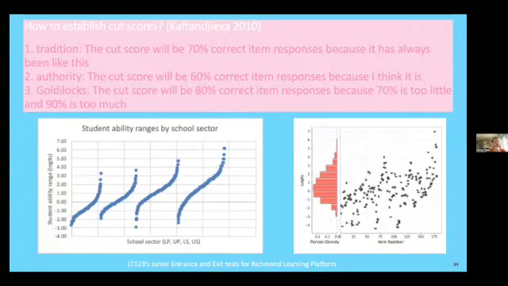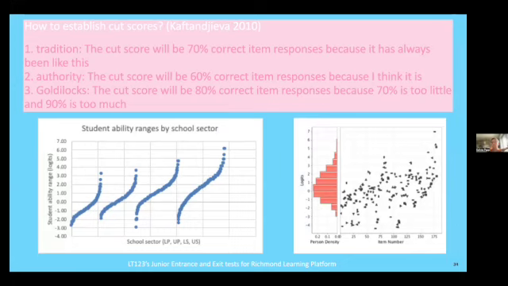Okay, back to how to establish the cut scores. We know that the age of innocence was characterized by determining cut scores in vaguely normative ways. The first was, as Kostantieva says, that it was as if by tradition the cut score will be 70% correct items because it has always been like this. So that was one way of justifying cut scores.